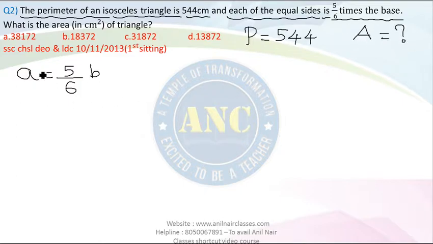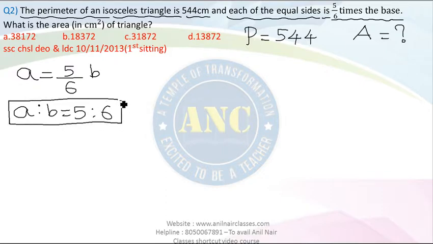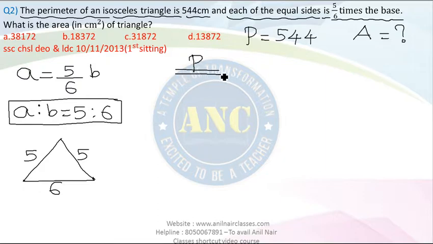Now see here, sir. A is equal to 5 by 6 into B, which means A divided by B is 5 by 6, or A is to B is 5 is to 6. That means the ratio of equal side to unequal side is 5 is to 6. Now, can I say that there is a triangle where A value is 5? That means equal side ratio is 5. These two sides are 5. Unequal side is 6.